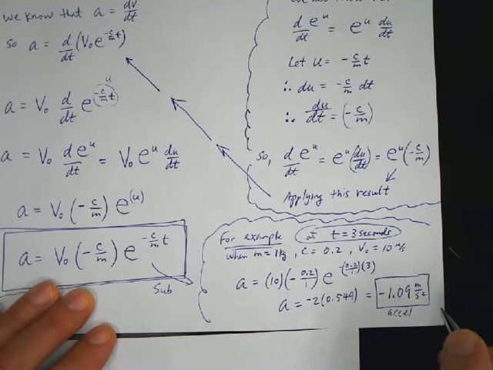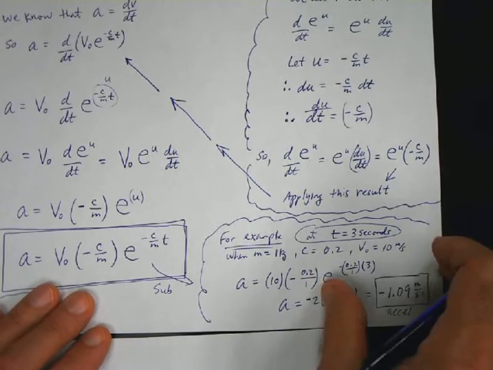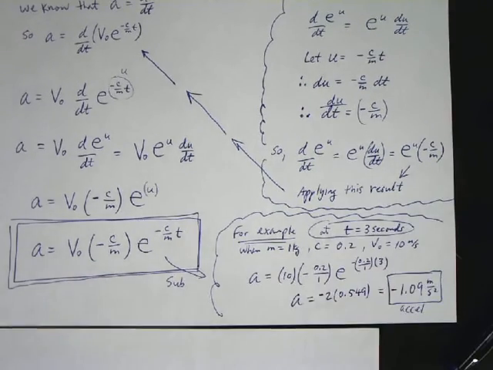So a is equal to our starting velocity of 10 times negative 0.2 over 1 times e to the negative 0.2 over 1 times 3. This is a power exponent right here. It turns out when we do the math, you get negative 1.09 meters per second. That's the acceleration. So it's not a constant acceleration, is it? The acceleration changes as the ball keeps moving over a longer time period.